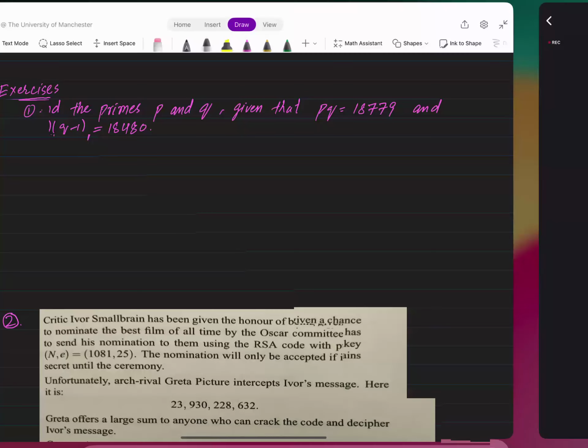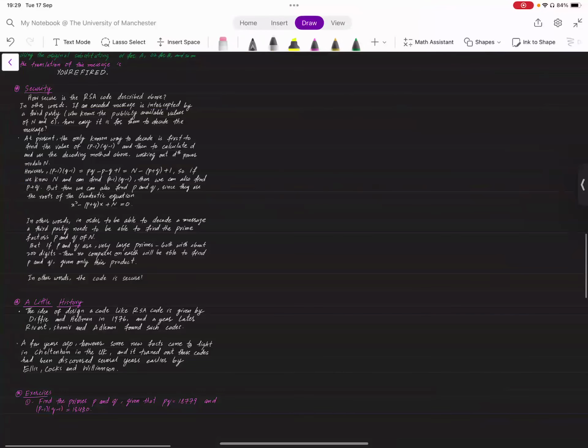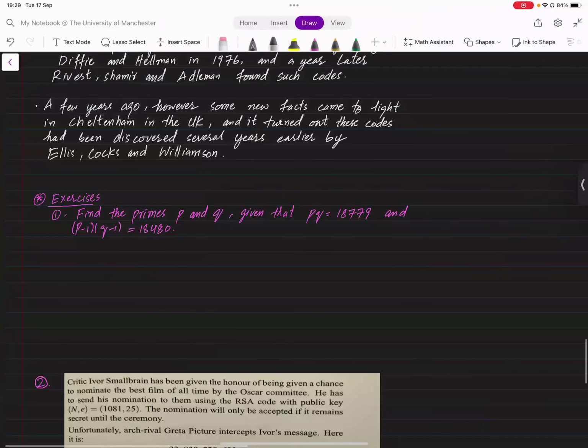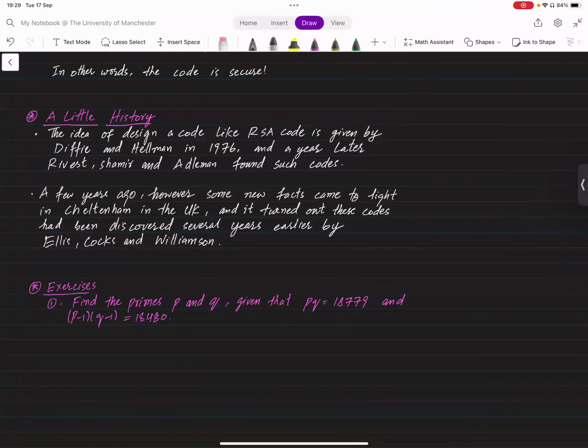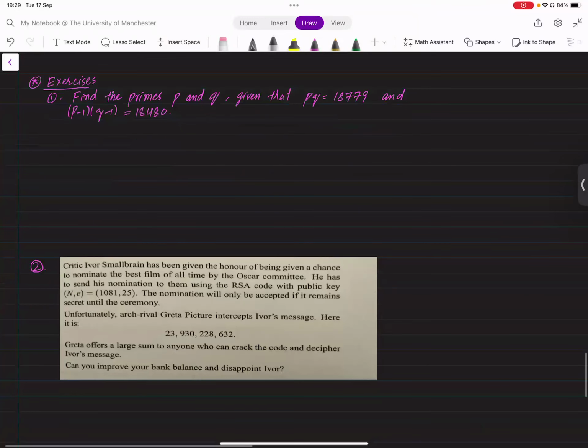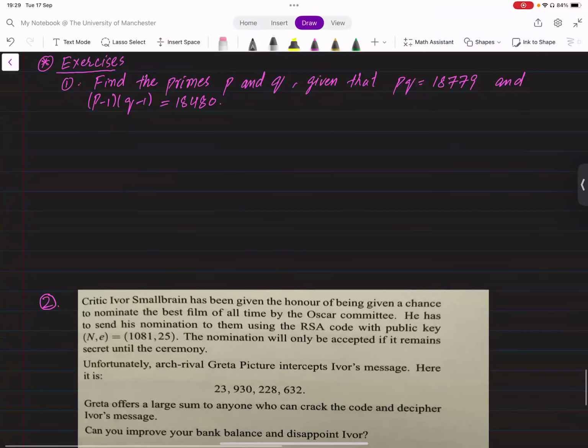Okay, so previously we have covered chapter 15, in which we have talked about RSA codes. Then we have talked about encoding, decoding, and how secure those codes are. And then we have talked a little bit about the history. Now we'll do these two exercises and then finish this chapter.